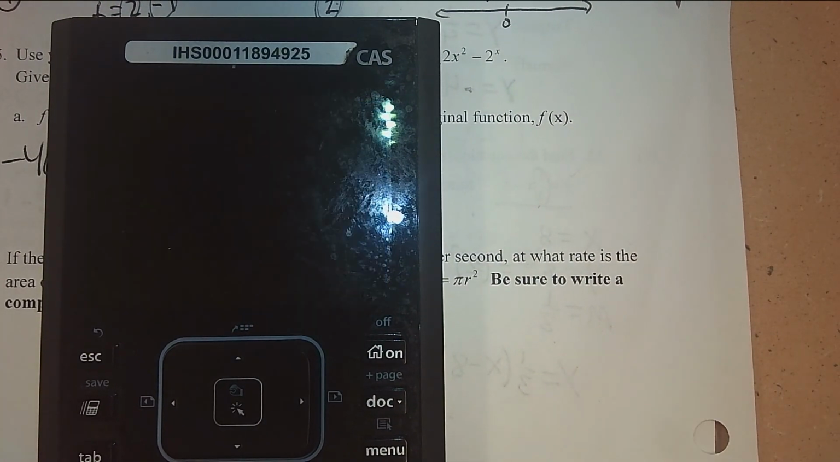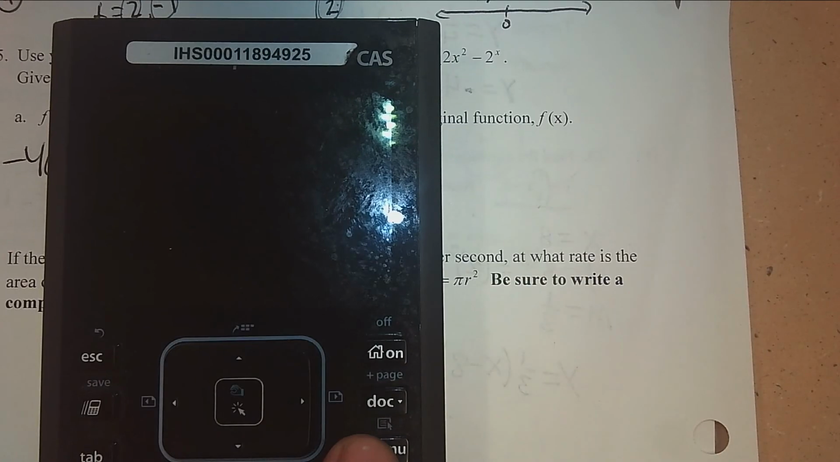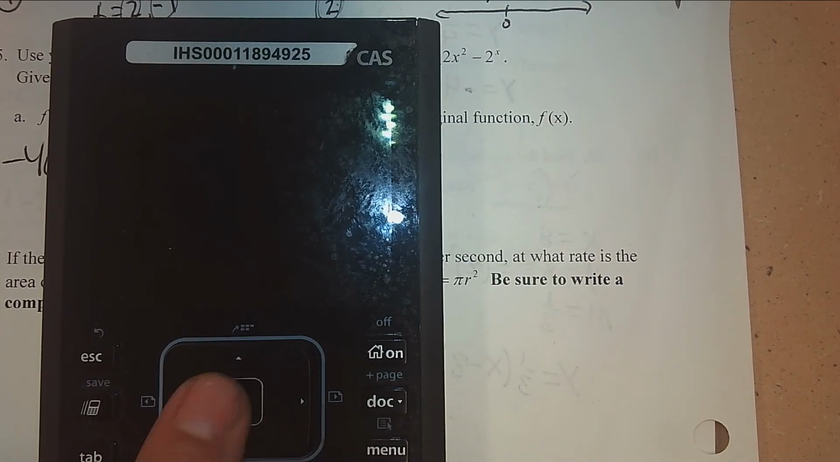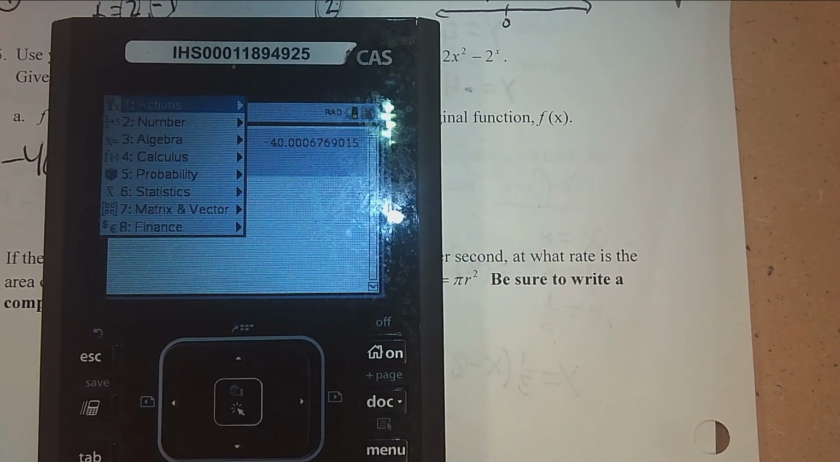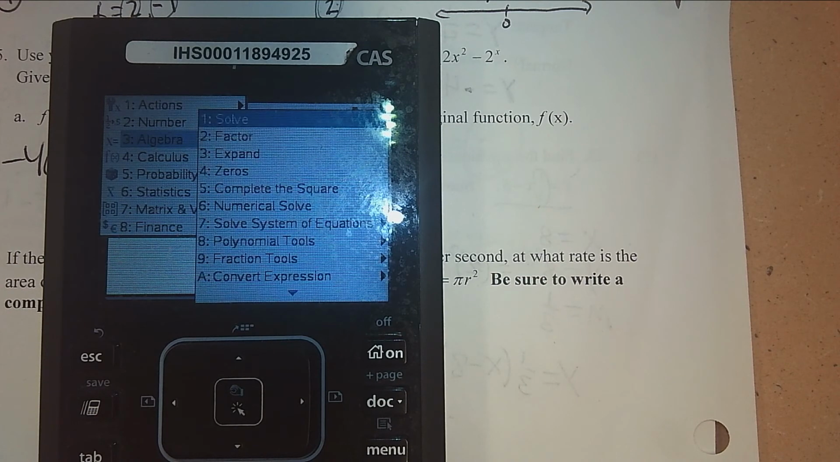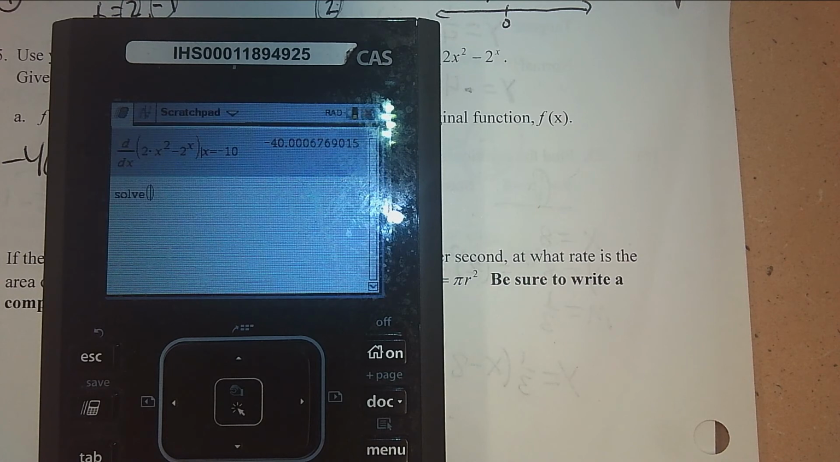I want you, together with me, to press the menu button. After you press menu, I want you to go to algebra. That would be 3. Then I want you to go to solve. That would be 1. And then I want you to type the equation in that you're going to solve.